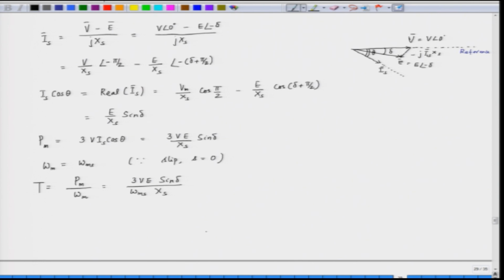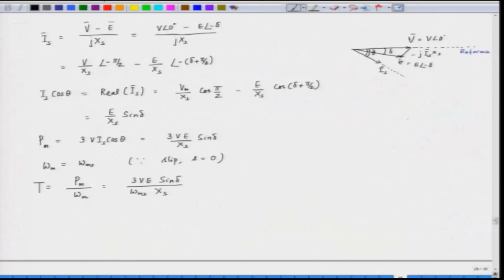Now, let us try to understand the equation that gives us the torque. T is equal to 3 V E sin delta by x s by omega m s. V is the applied voltage which is constant, E is the excitation EMF, the induced EMF, which is constant if the field is kept constant. If we keep the applied voltage constant and the induced EMF constant, because the speed is constant, the frequency is a constant frequency.